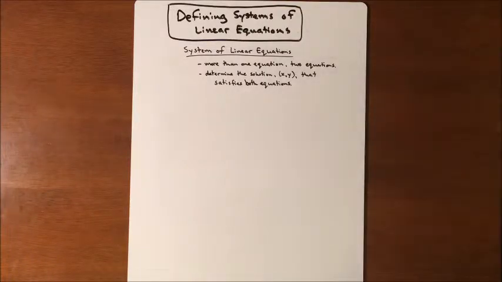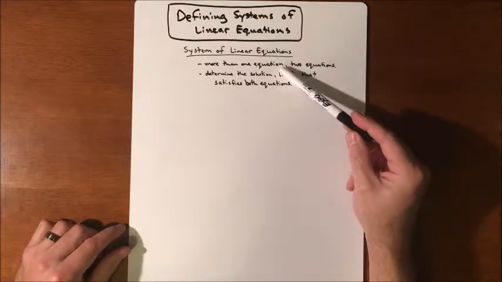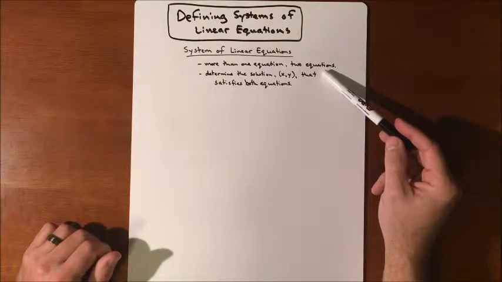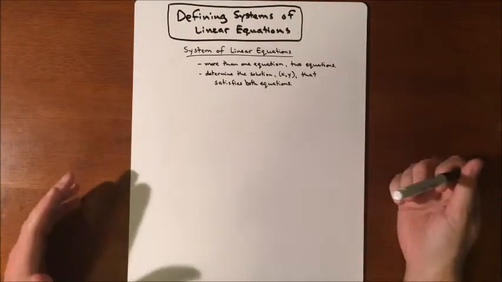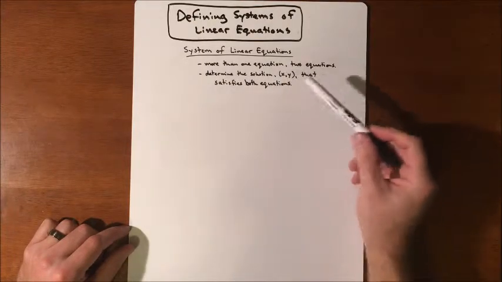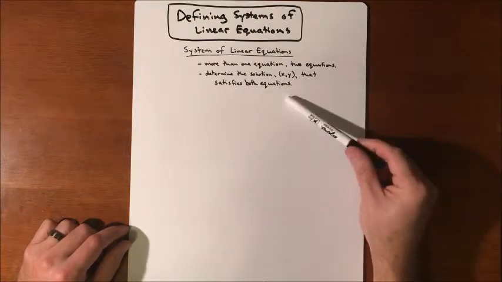In this lesson, we're going to be defining systems of linear equations. What is a system of linear equations? It's more than one equation. We're going to just focus on two different equations, though. What does it mean to solve a system of linear equations? We're going to determine the solution. It's going to be a coordinate that's going to satisfy both equations.